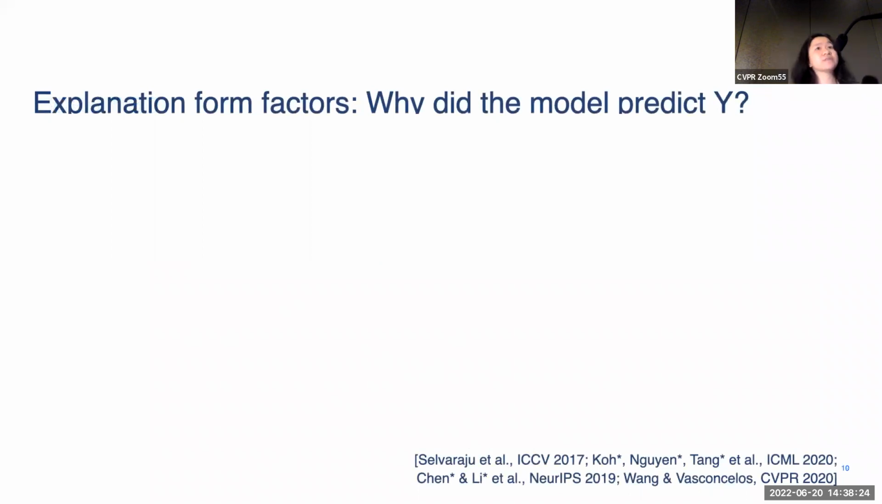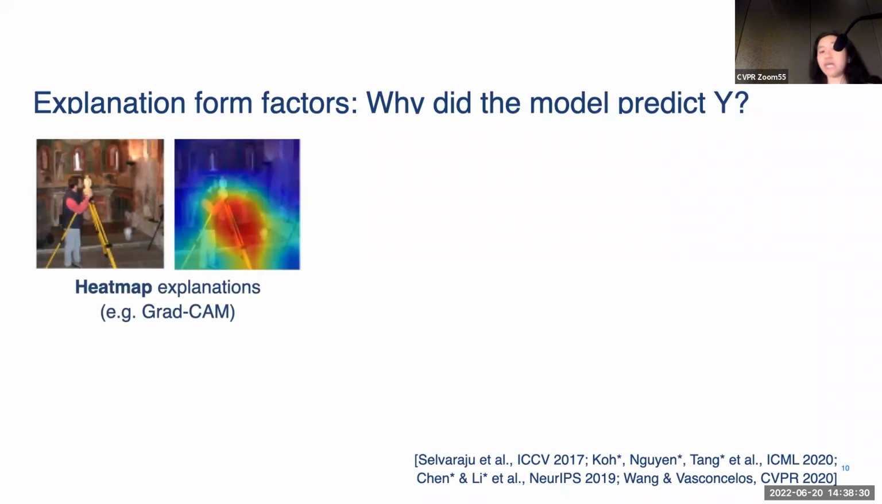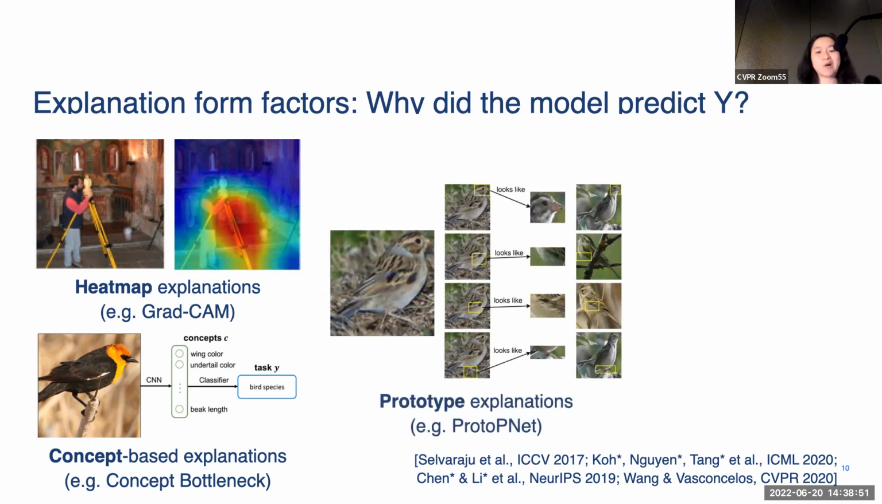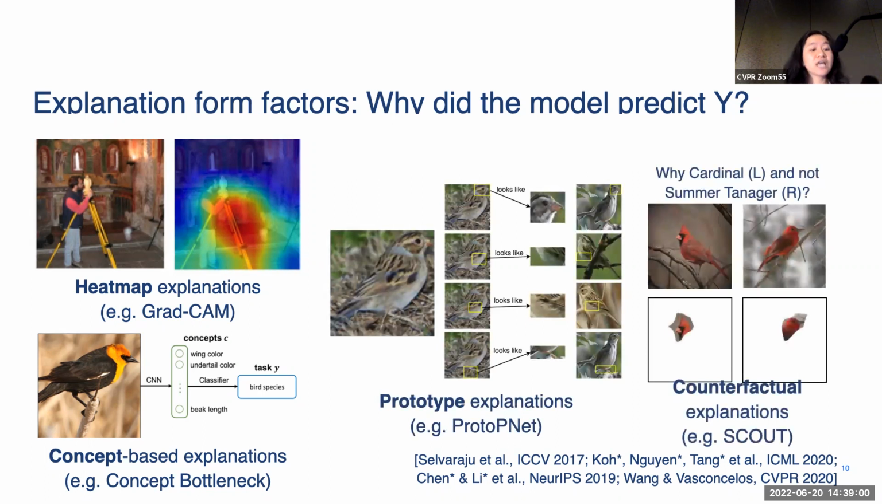So here we're primarily focused on explanations that answer the question, why did a model predict a specific output class? So we already mentioned attribution heat maps, but there's many more kinds of explanation form factors that tackle this problem. For instance, there's been a line of work on concept-based explanations that explain a model's prediction based on the presence or absence of interpretable attributes, such as the presence of black wings in this example. Another class of explanations explains a model's prediction based on how similar image patches in the input image are to learned prototype patches from the training set. Lastly, counterfactual explanations answer a slightly different question of why did a model predict one class over another?